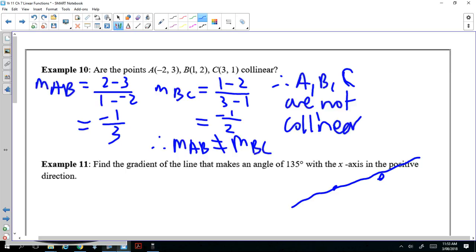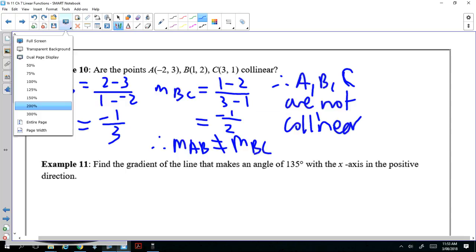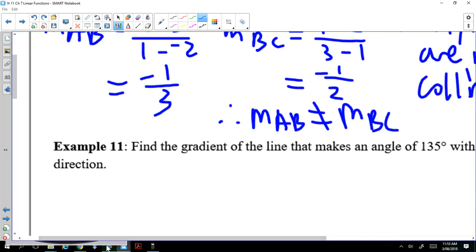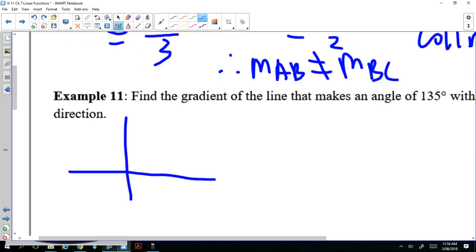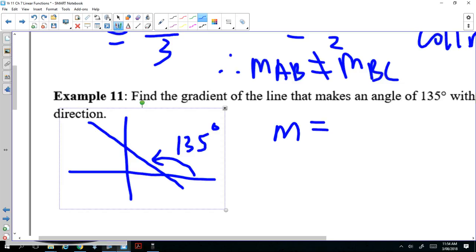All right, let's move on. Next question. Find the gradient of a line with an angle of 135 with the x-axis in the positive direction. So what that means is, if that angle is 135, what's the gradient? So you go tan of the angle, tan 135. How will I work this out? You can press the button on the calculator. But what if you want to know how to do it without a calculator? Related angle. How to find the related angle?